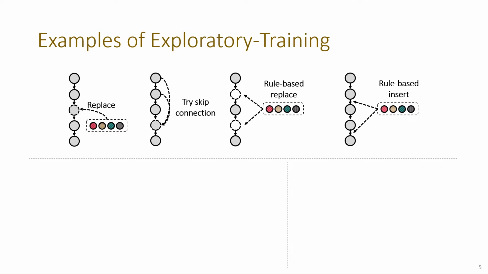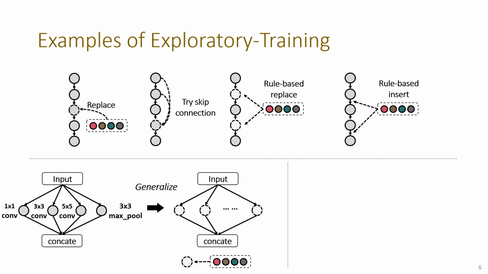Also, there could be some rule-based modifications, like replacing some specific layers with another one, or inserting operators after specific layers. Another modification type is generalizing a block structure. Inception block is shown on the left. It has 4 paths, with one operator on each path. It's intuitive to try different block structures while keeping its main skeleton. For example, changing the number of paths, and changing the operator on each path.